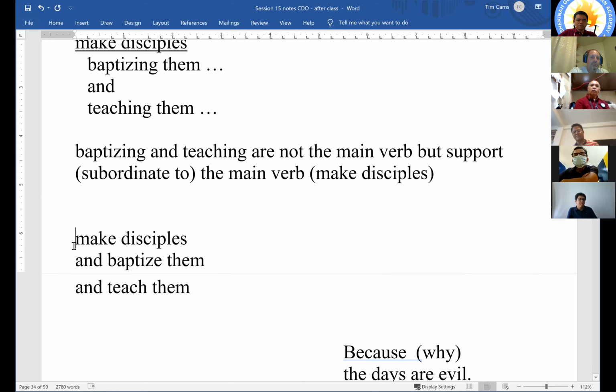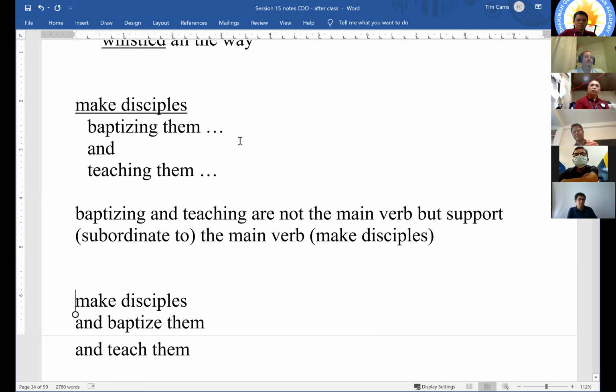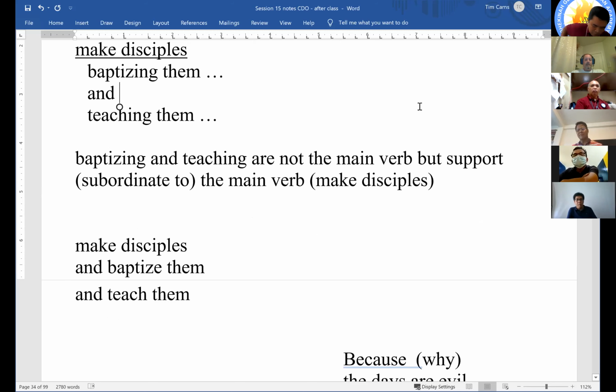Okay, but notice he didn't say it that way, because make disciples is not a separate thing. It is the main command, and baptizing and teaching are the way to fulfill that command. That's how you make disciples. That's very different than if he had said, make disciples and baptize and teach. Are you following me here? If not, ask a question. I want to make sure. This is really, really important, because it changes.